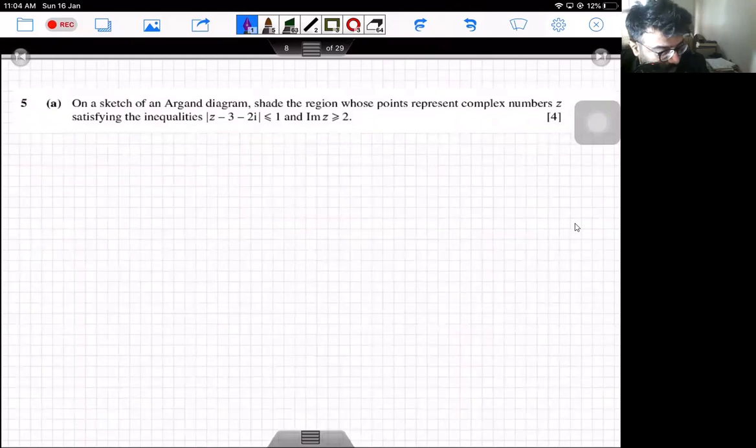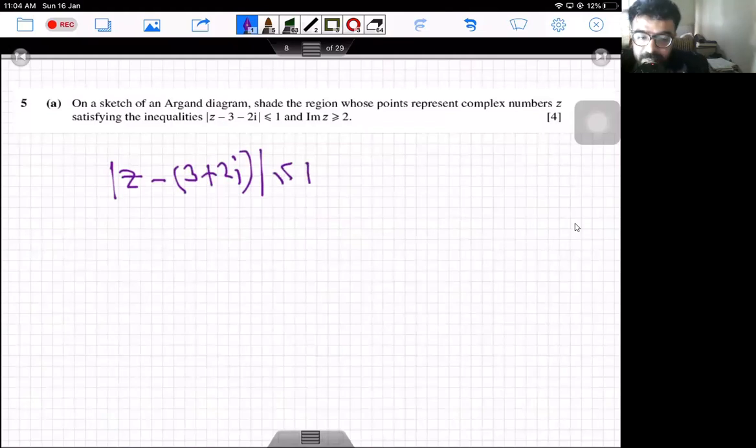All right. So mod of z minus, take the minus sign as common so that you are able to locate the center of the circle. Z minus, with the minus sign taken as common, multiplied by 3 plus 2i, and then mod, and this is less than or equal to 1. So this is an equation of the circle where 3 plus 2i is the center of the circle and the radius is equal to 1, and the shading will be within the circle, and the circle will be solid because the inequality is less than or equal to, not just less than. And secondly, we have Im z is greater than or equal to 2.